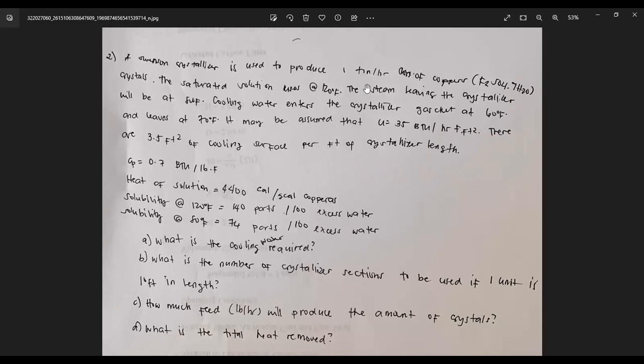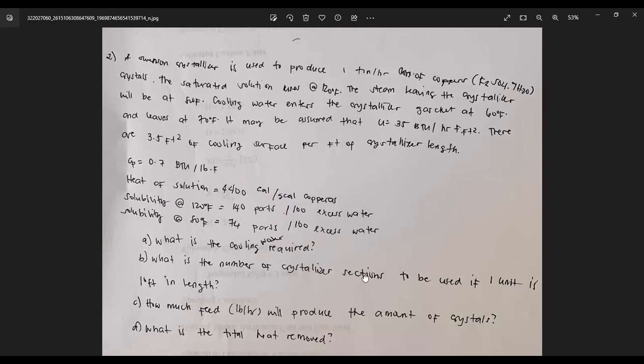Solubility at 120 degrees Fahrenheit is 140 parts per 100 parts excess water. So when you see parts, it means weight. Okay, weight fraction or weight percent, depends. If the unit is parts, it refers to the weight. Now, solubility at 80 degrees Fahrenheit is 76 parts per 100 parts excess water.